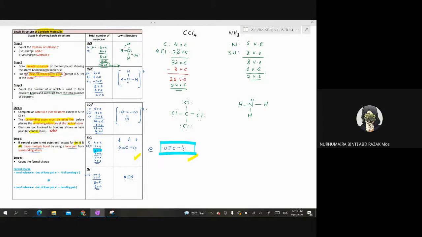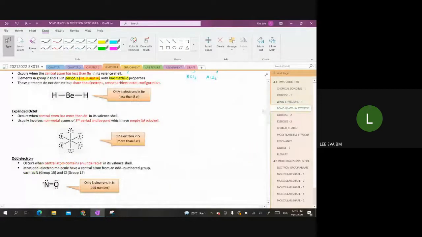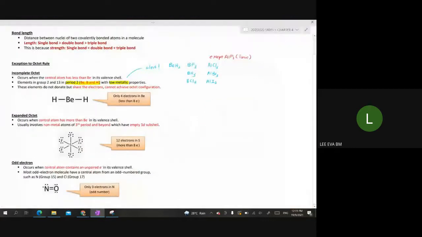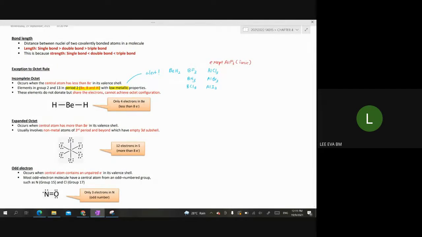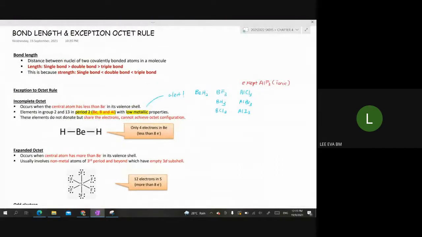No, madam. Okay. So, the next part we want to talk about is the exception rules. Including yang tadilah kenapa boron dia hanya 6 elektron sahaja. Okay, let's look at this one. Okay, first of all, bond length. Yang ini simple sajalah. Madam just highlight it first. Bond length is defined as the distance between two atoms, between the nuclei from two covalently bonded atoms in a molecule. So like just now, nitrogen and nitrogen, chlorine and chlorine.